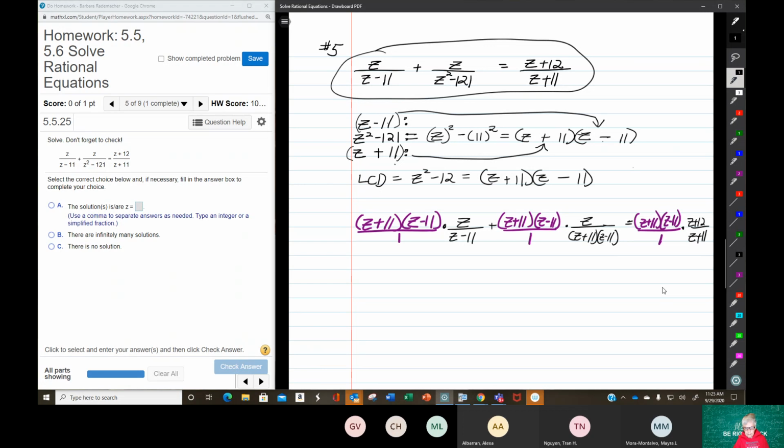Whew! I needed to start out writing smaller. But that's what I've done. Let me double check it. z plus 11 times z minus 11 over 1 times z over z minus 11 plus z plus 11 times z minus 11 over 1 times z over z plus 11 times z minus 11 equals z plus 11 times z minus 11 over 1 times z plus 12 over z plus 11.